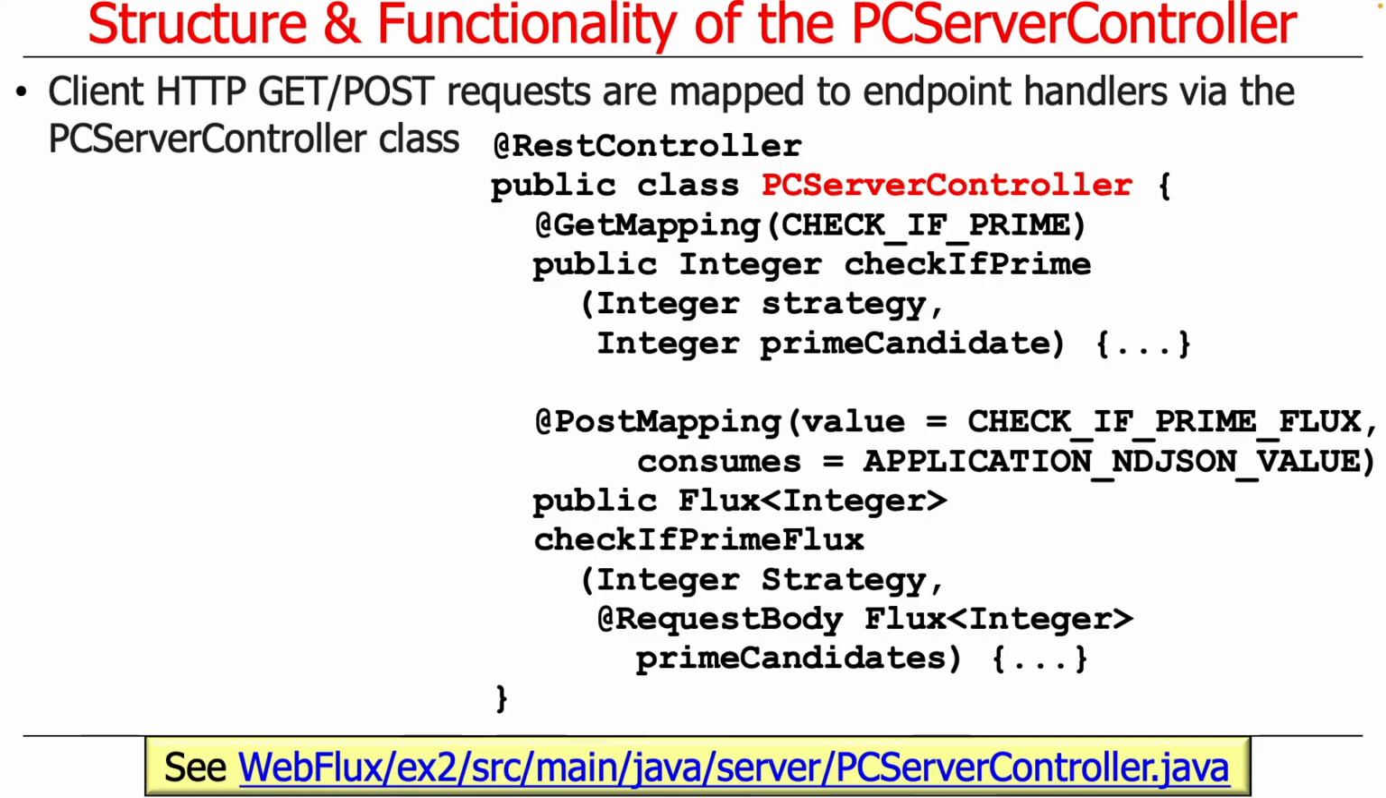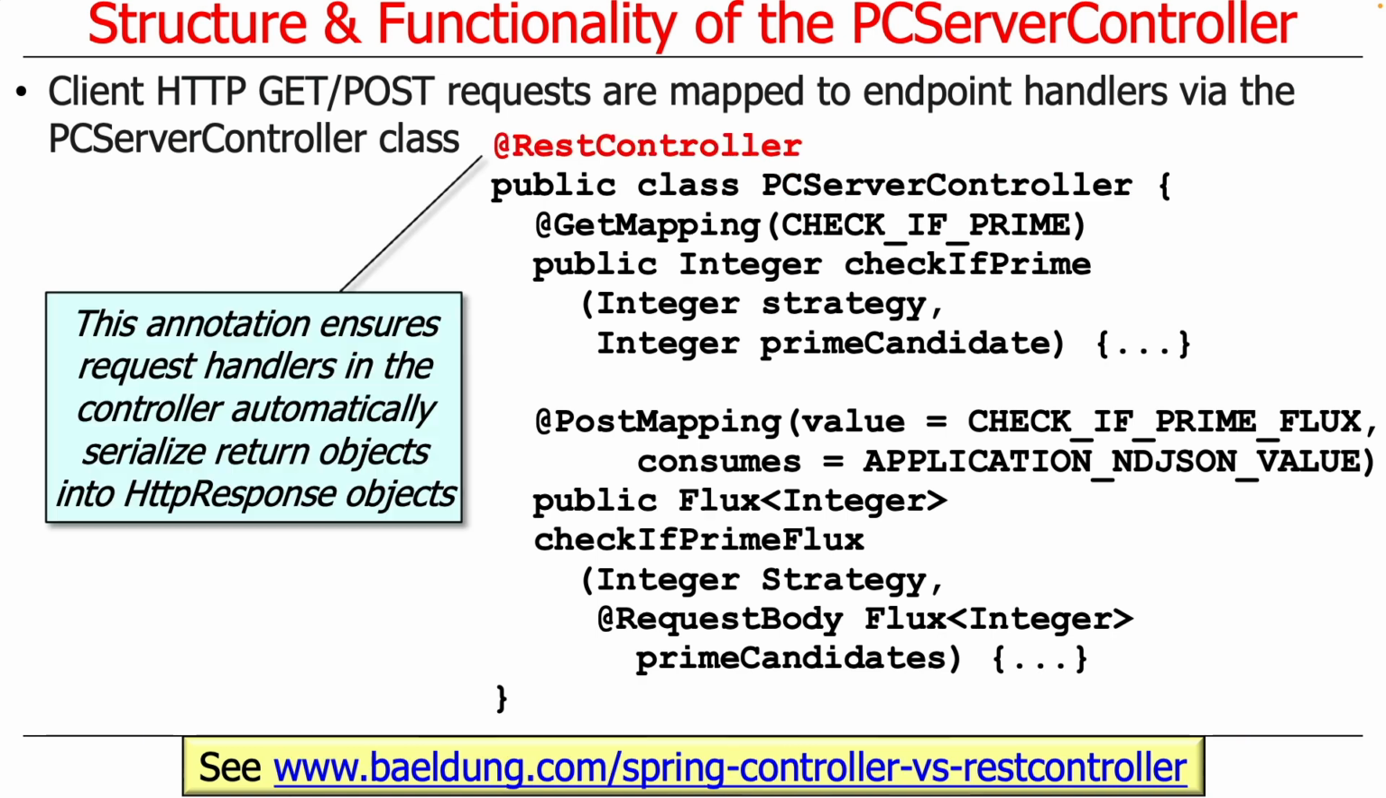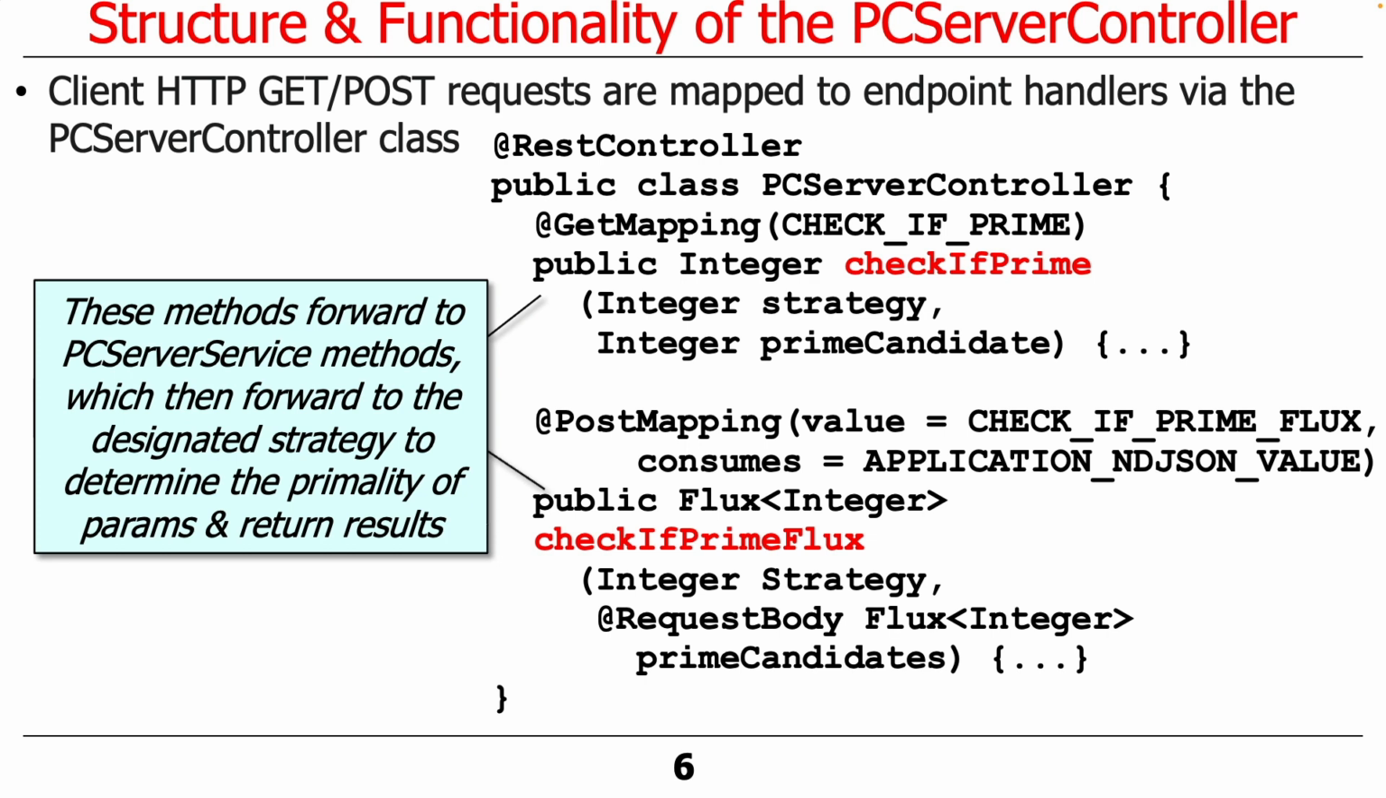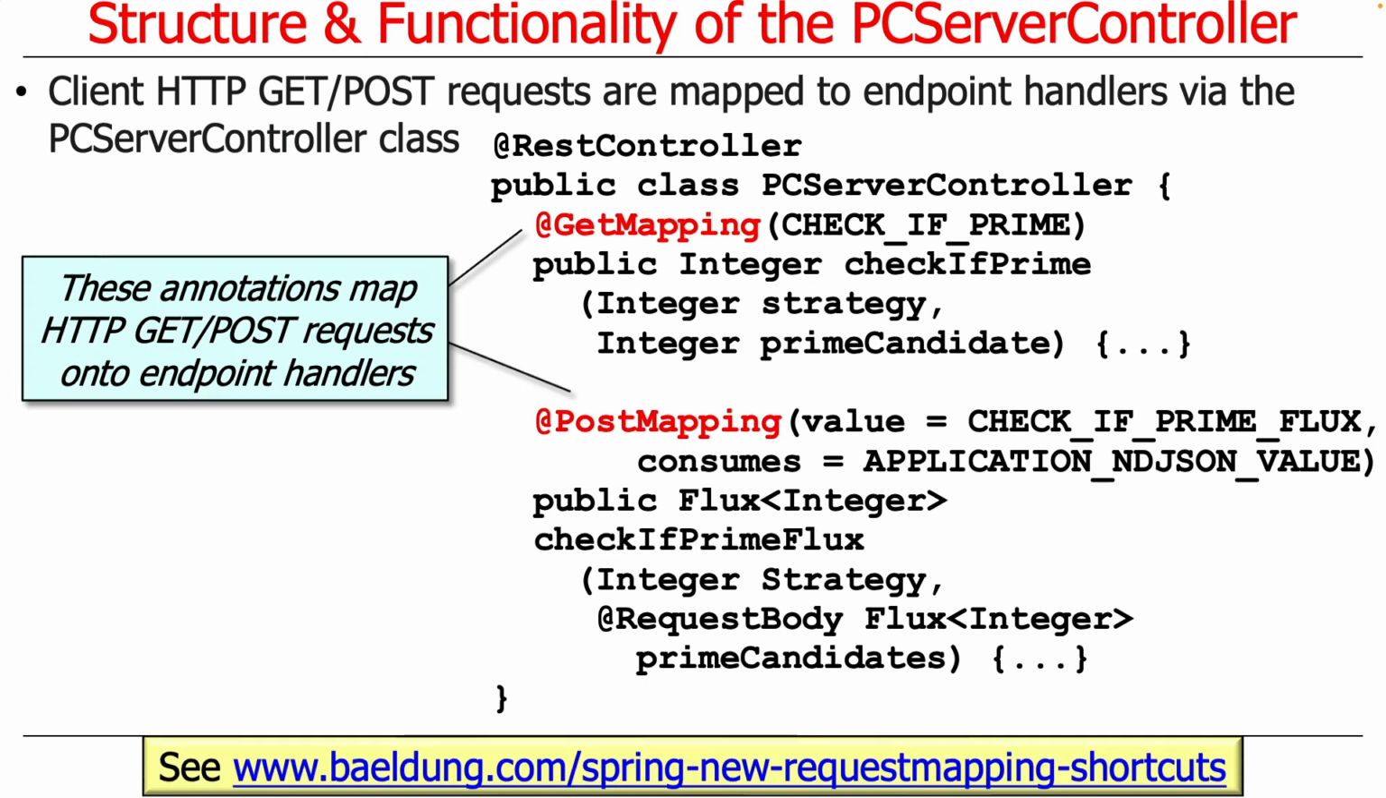So let's look at the controller part first. The controller is defined in the controller file, no surprise. It's a REST controller, so that's an annotation that tells Spring how to demultiplex incoming requests to these particular endpoints and return the results in a sensible way. We have two primary methods in the controller. One is called checkIfPrime, and that takes a strategy and the number we want to check for primality. That's kind of boring, honestly, but the one that's interesting is called checkIfPrimeFlux. As you'll see in a second, that takes a flux of integers and does the checking.